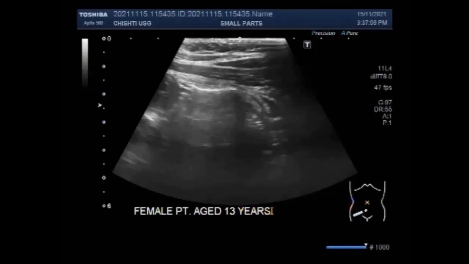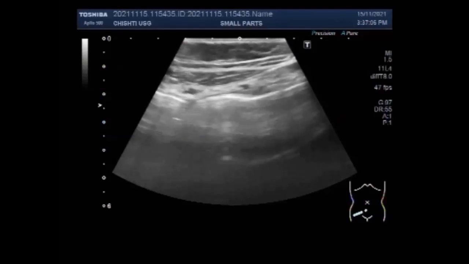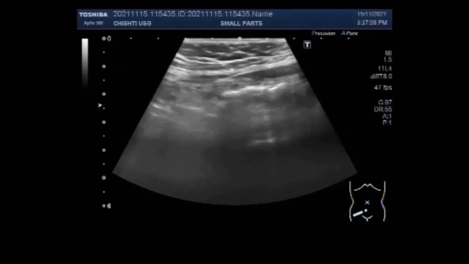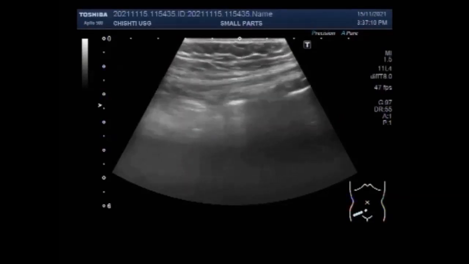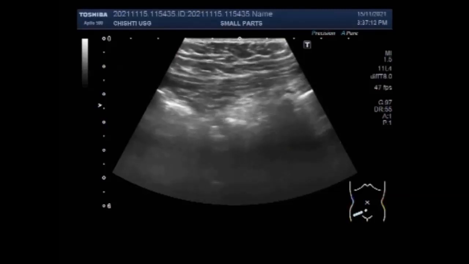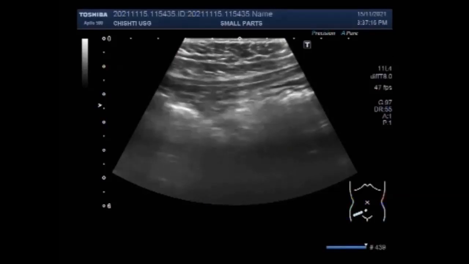Appendicitis is a painful swelling of the appendix. The appendix is a small, thin pouch about 5 to 10 centimeters, that is 2 to 4 inches long. It is connected to the large intestine where poo forms. Normally, nobody knows exactly what the appendix does, but removing it is said to be not harmful.